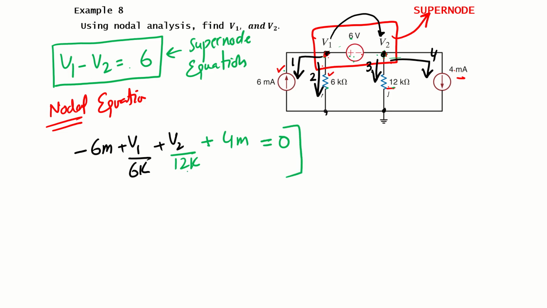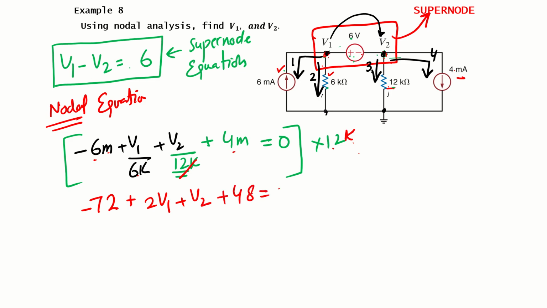Let's simplify this one. We can multiply with 12. Why 12? Please watch the previous videos to understand why we are multiplying with 12. This is the lowest common multiple here. So 6 times 12 gives me 72. We are multiplying basically with 12k, so milli and k will be cancelled. Minus 72 plus 12 divided by 6 gives me 2 times V1. 12 and 12 will be cancelled, that will give me V2, and 4 times 12 gives me 48, is equal to 0.